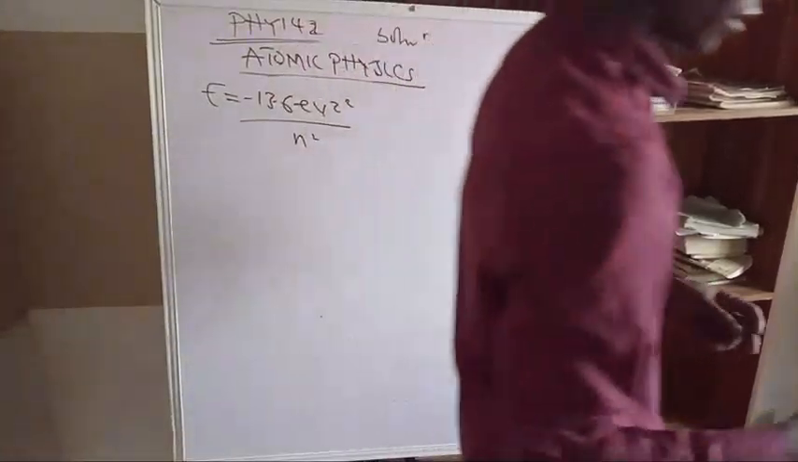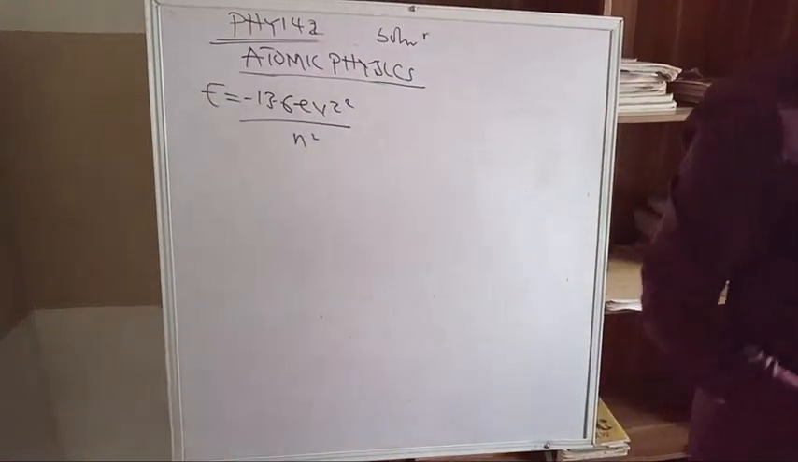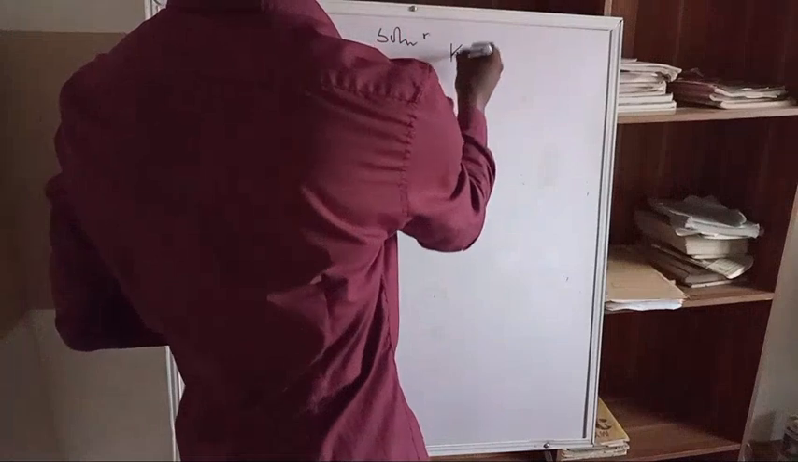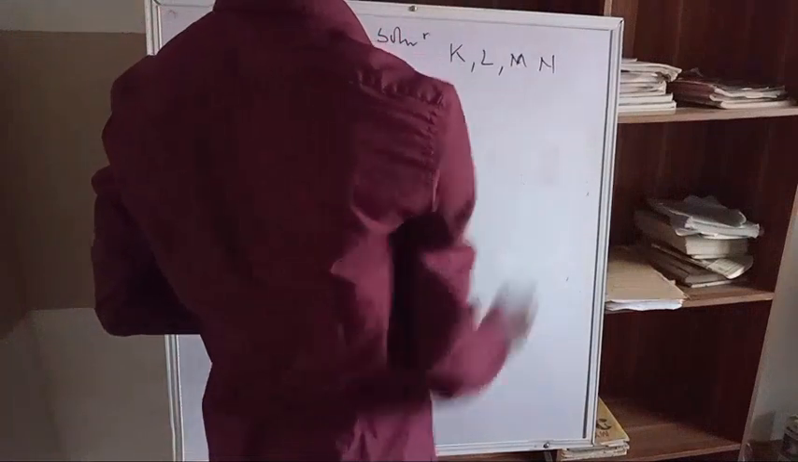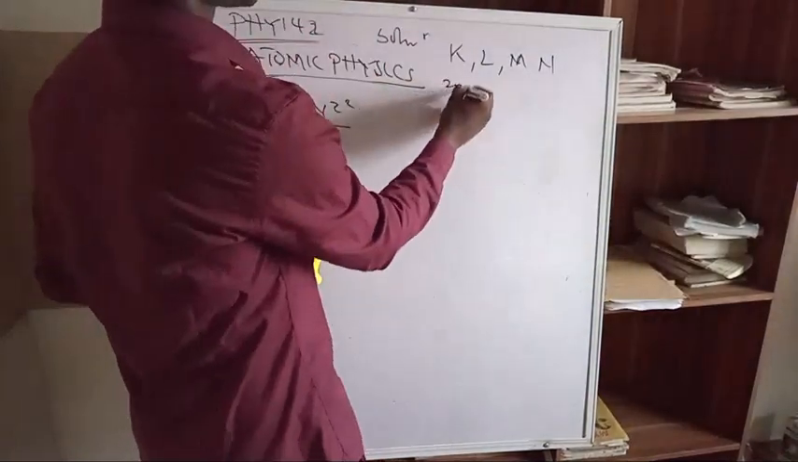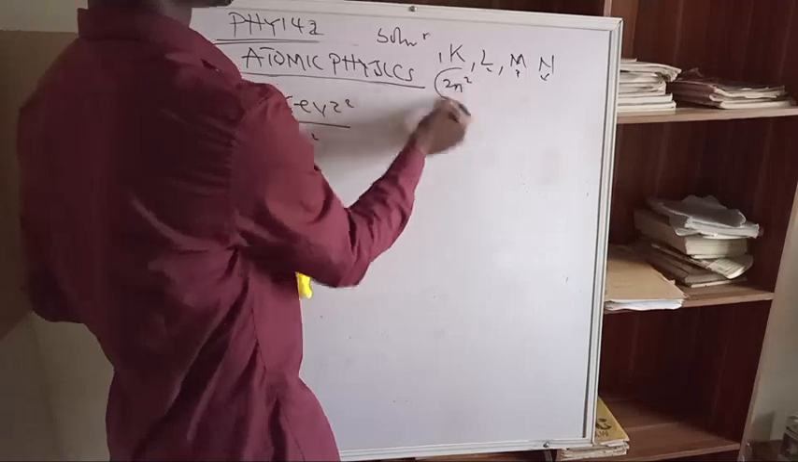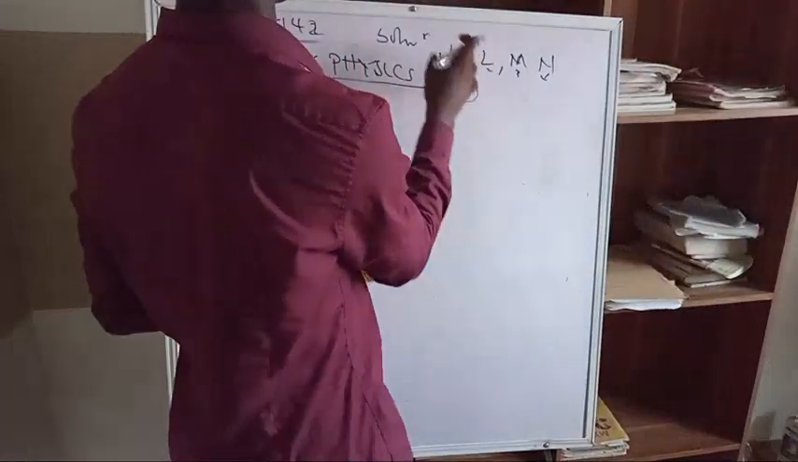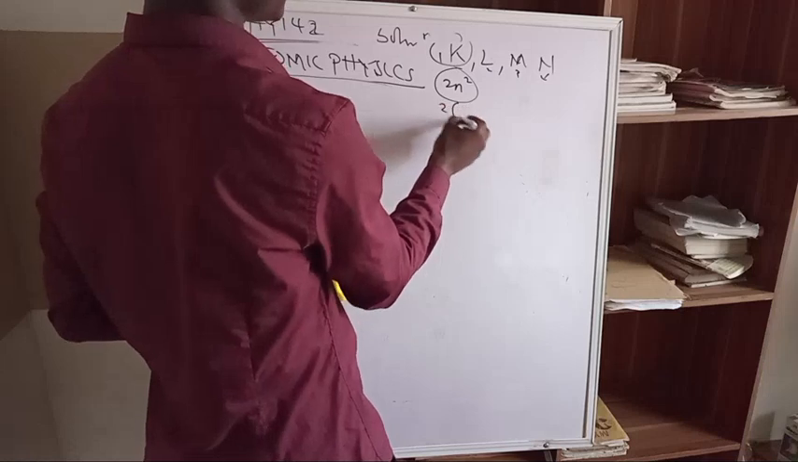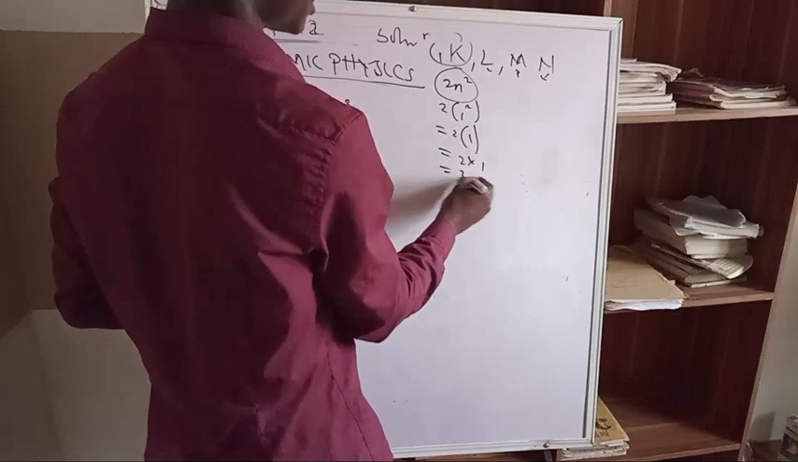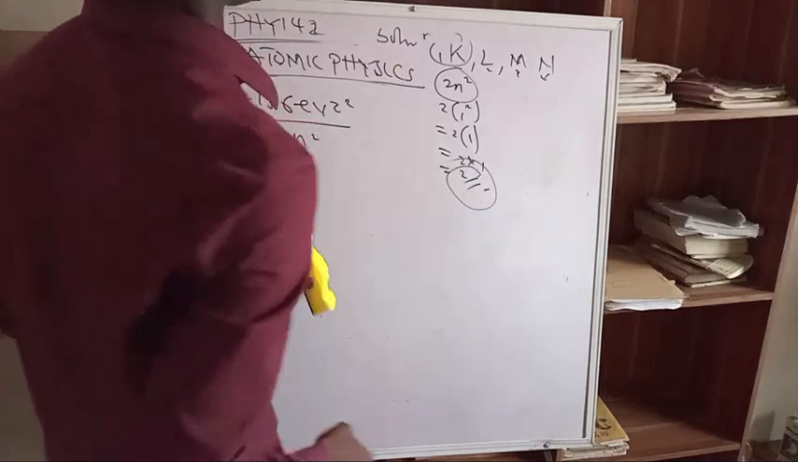times Z squared over n squared, because sometimes you have an atomic number. The question says we should calculate the energy associated with the K shell of a helium atom. So the progression is K, L, M, N, and the value is 2n squared. So this one is 1, this 2, this 3, and this 4. How many electrons can K occupy? K can occupy 1, so you have 2 times 1 squared, which is 2 times 1, equal to 2.